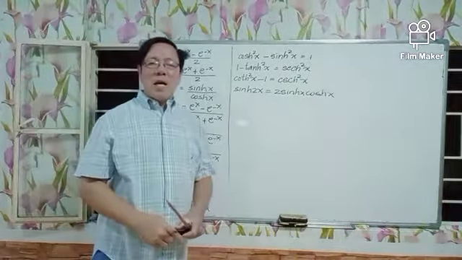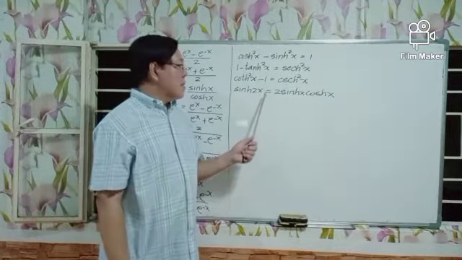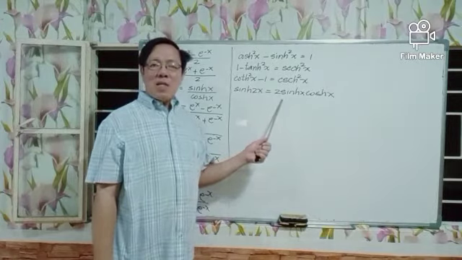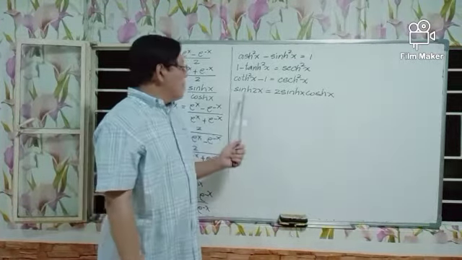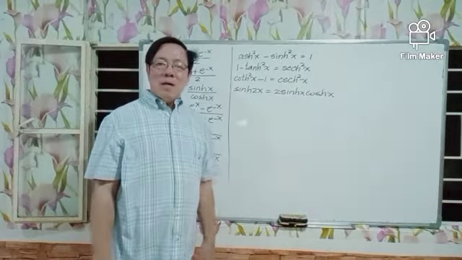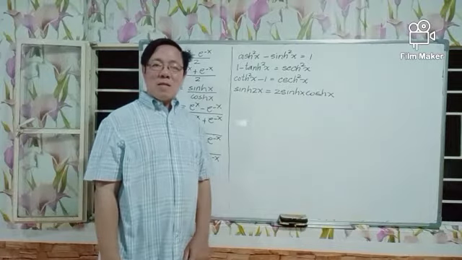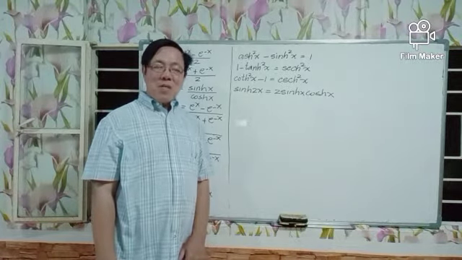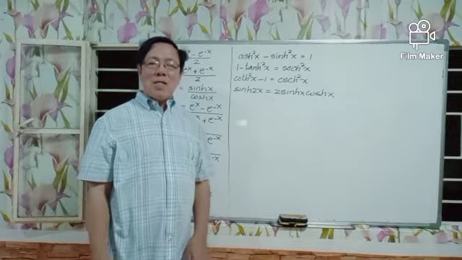The hyperbolic sine of twice an angle, where x is the angle, is equal to 2 times the hyperbolic sine of x multiplied by the hyperbolic cosine of x. And the hyperbolic cosine of twice an angle, or hyperbolic cosine of 2x, is equal to the sum of the square of the hyperbolic cosine of x and the square of the hyperbolic sine of x.